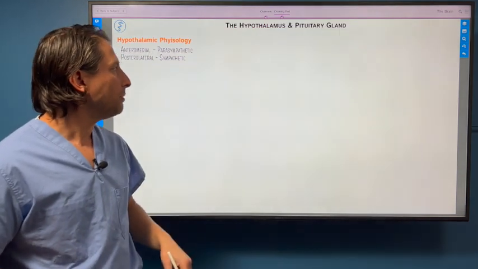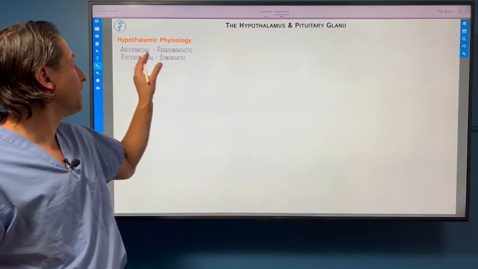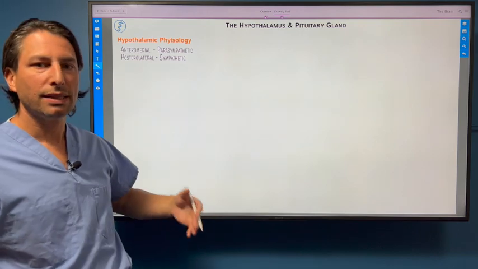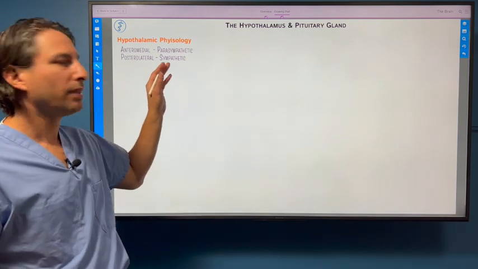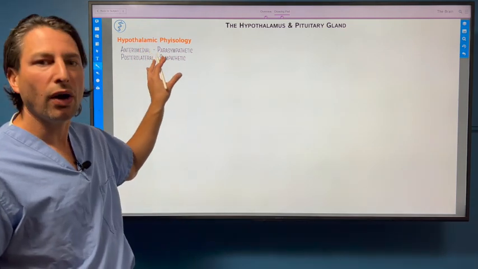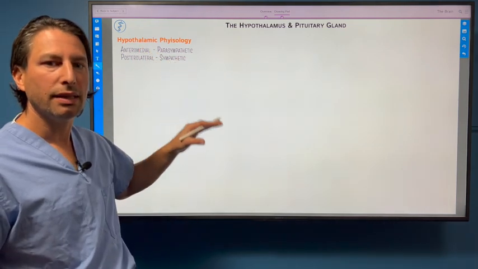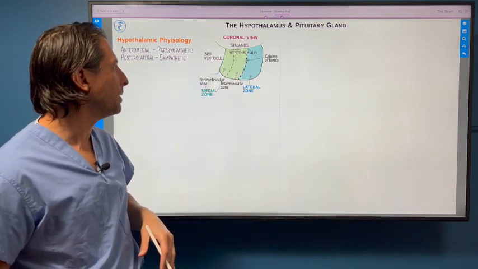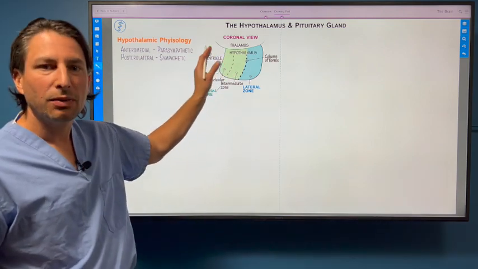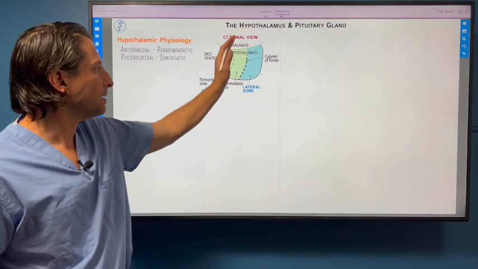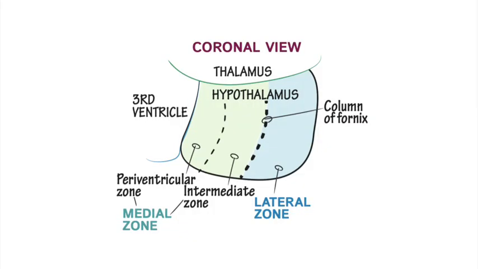When it comes to the hypothalamus here, there's a very helpful heuristic where anteromedial, think parasympathetic, meaning rest and digest, and posterolateral, think sympathetic for fight or flight. So this is the central brain region for the autonomic nervous system. We can find it right next to the third ventricle. So on scans, it's easiest to find the hypothalamus if you identify the third ventricle. It has this medial zone here and then this lateral zone.